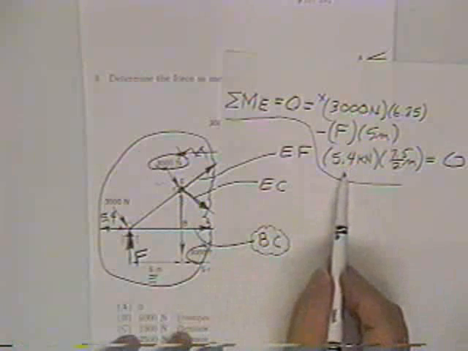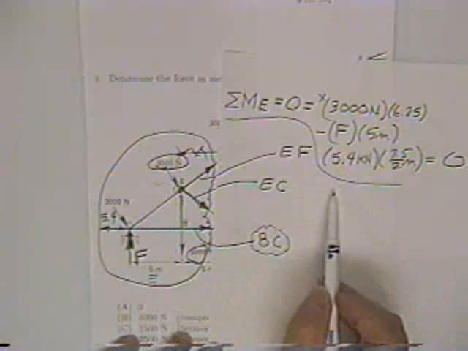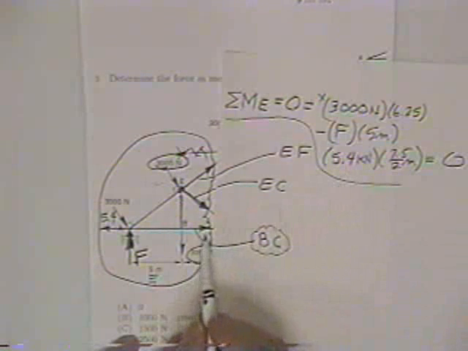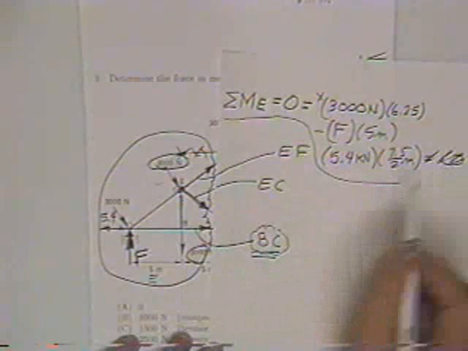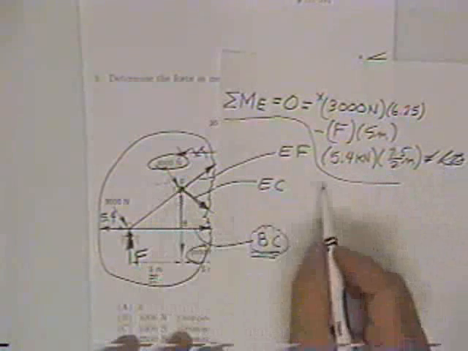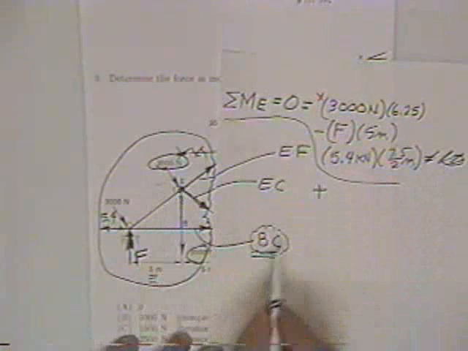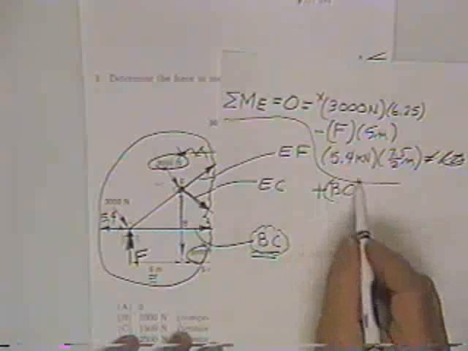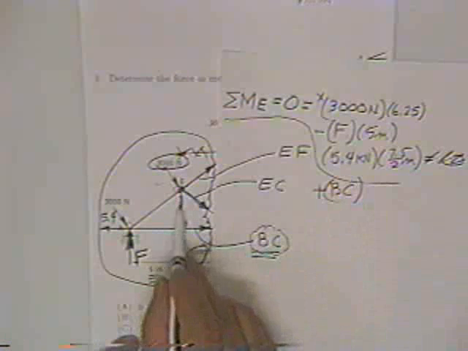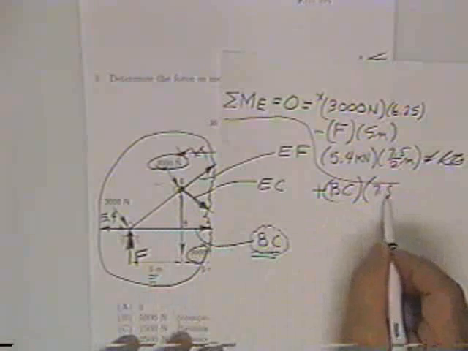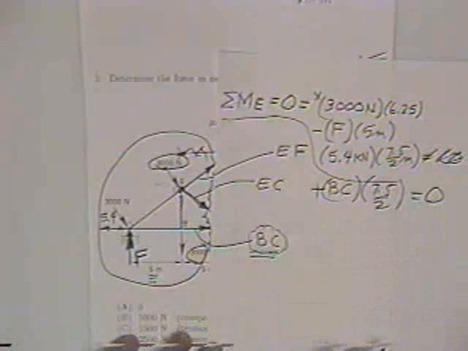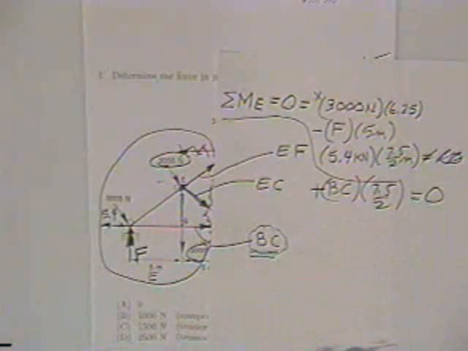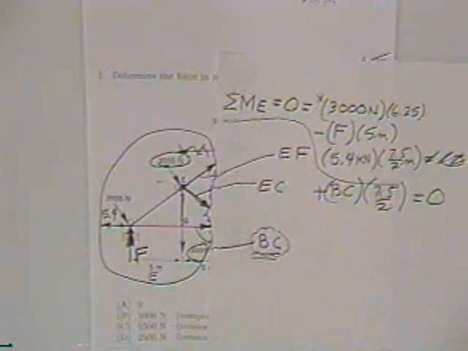And all you got to do then is solve for, oops, I don't have the cut force, BC, I forgot him. Let me add that cut force. That is a plus BC times his moment arm, that's also 7.5 over 2, equals to 0. One equation, one unknown. Very fast.